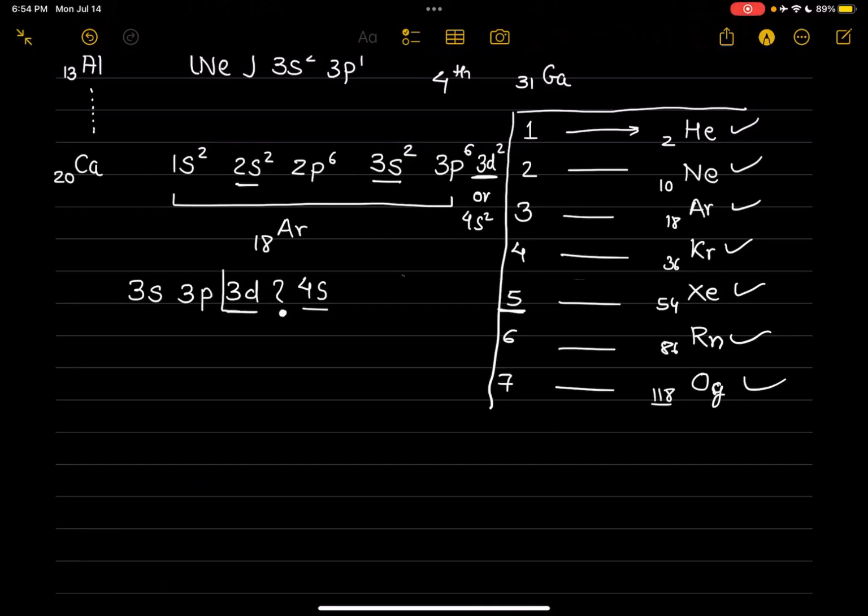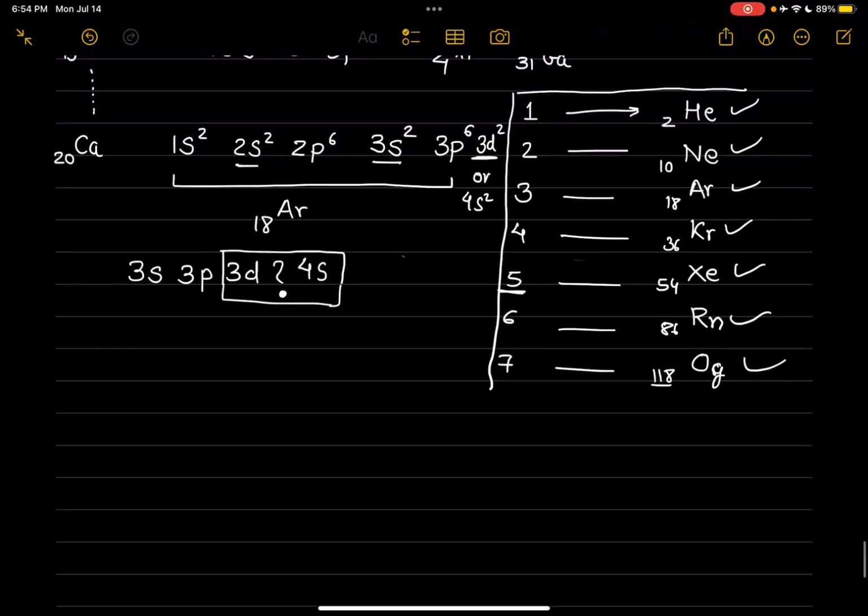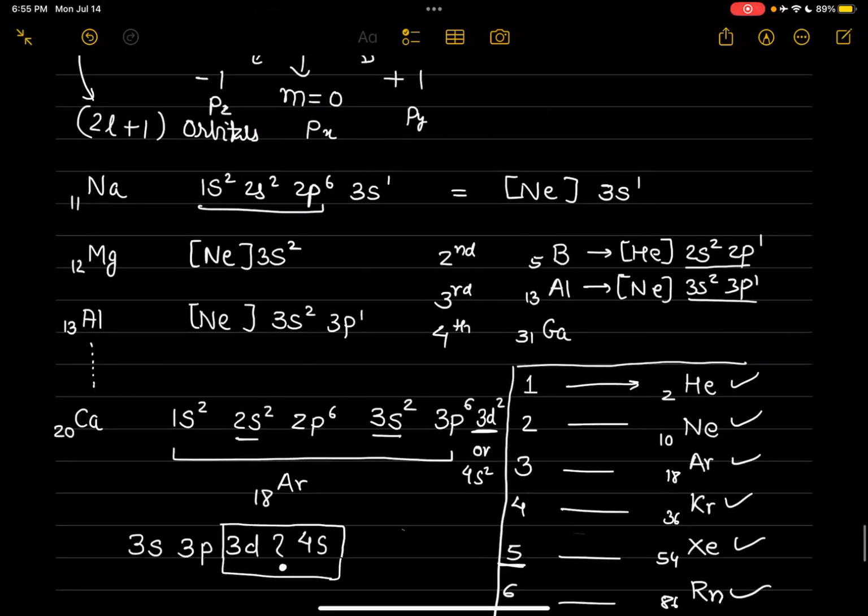Nabila, are you getting my point or not? So which one should I choose, 3d or 4s? Normally there is 3s, 3p, and after 3p there is 3d. But which one should I choose? We will not go by normal intuition. We will verify it first, and what value do we need to verify? Maha. We need to verify n plus l values. This is the n plus l rule.